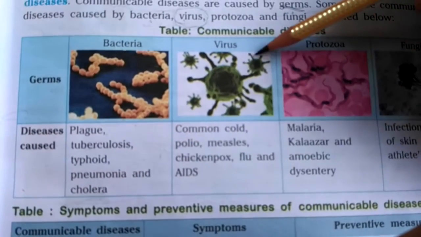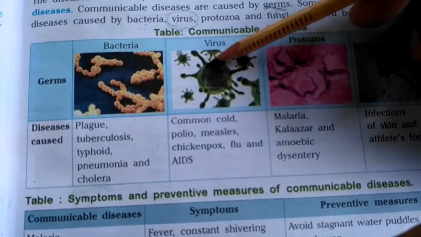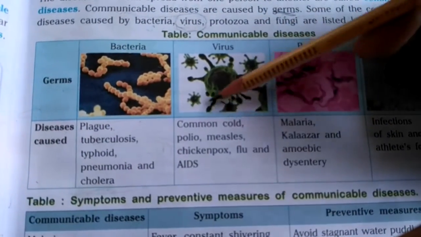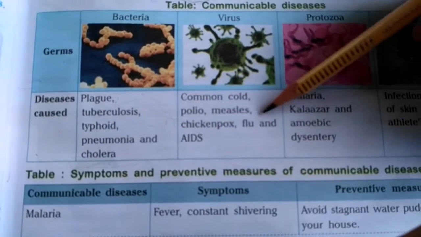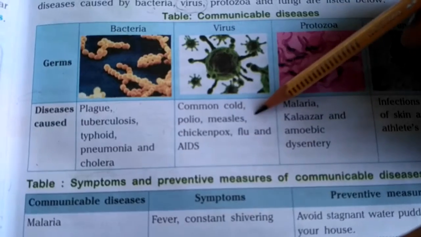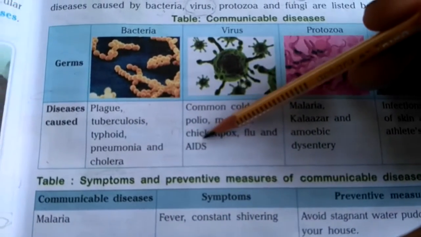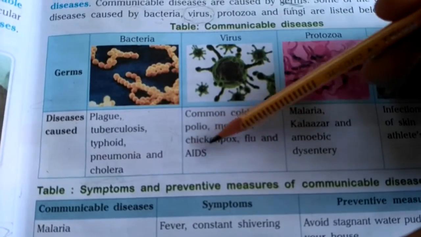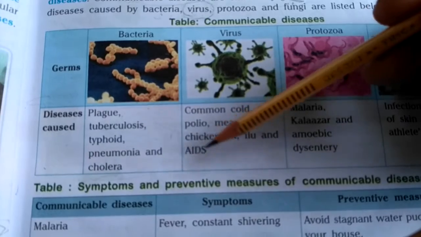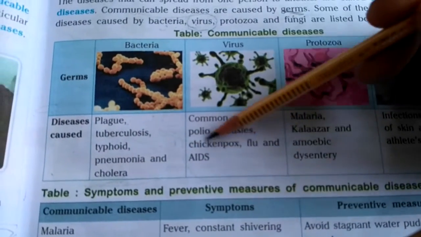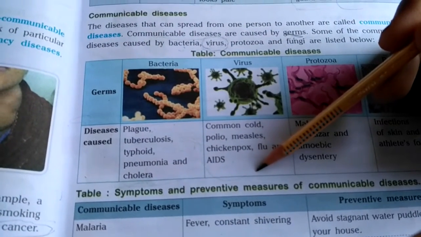Viruses look like this. Very dangerous. As you can see, there's a circle and some outer growth on these viruses. So they look like this, and they can cause diseases like common cold, polio, measles, chickenpox, flu and AIDS. The full form of AIDS is acquired immunodeficiency syndrome. This particular disease is related to our immune system, which it weakens.